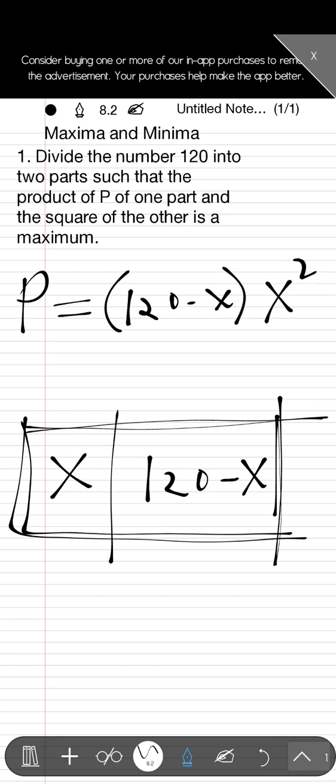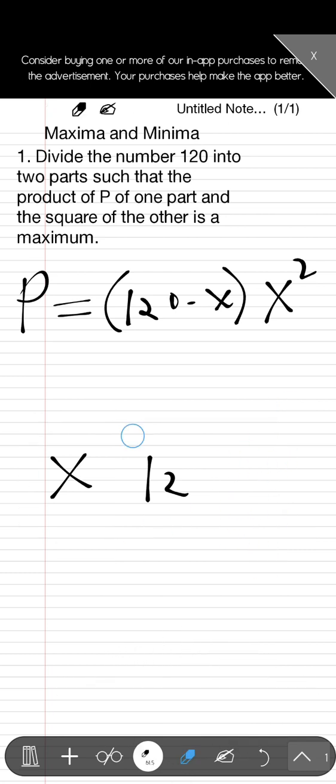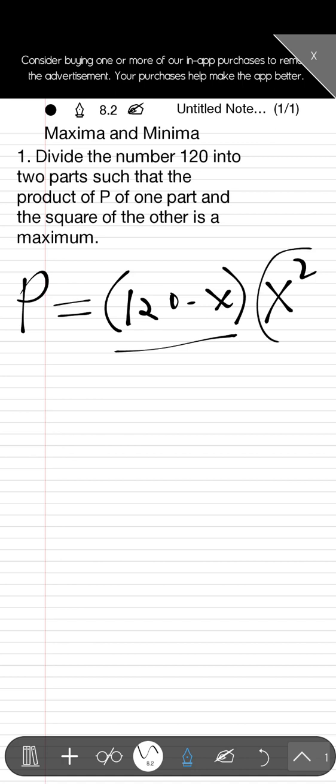Okay? So, ulitin ko ang question. Divide the number 120 into two parts. Yan na, 120 minus x and x. Such that the product P of one part and the square of the other is a maximum.